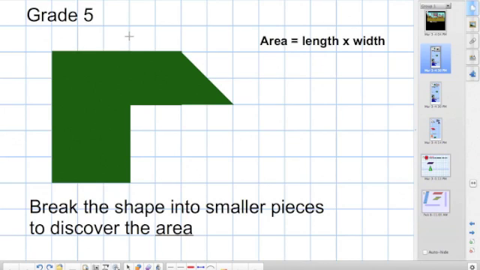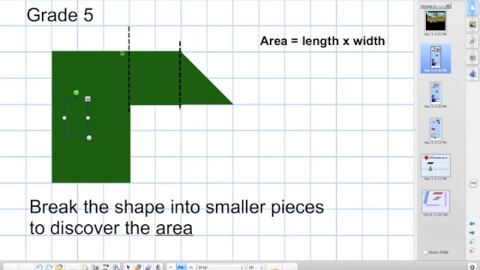To determine the area of irregular polygons, we need to use that same formula, length times width, or we can also count the square units within the shape. If we take this shape, we can cut it into familiar pieces we know how to solve. We can turn it into one rectangle, one square, and a triangle.